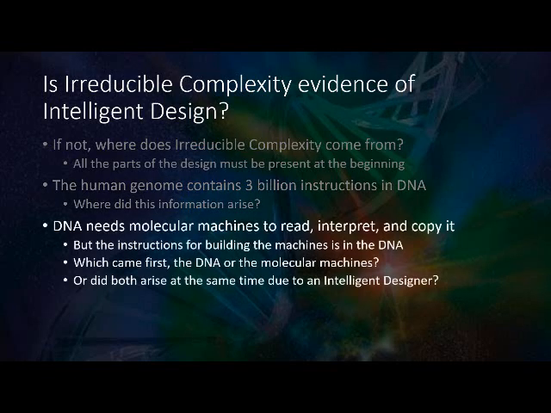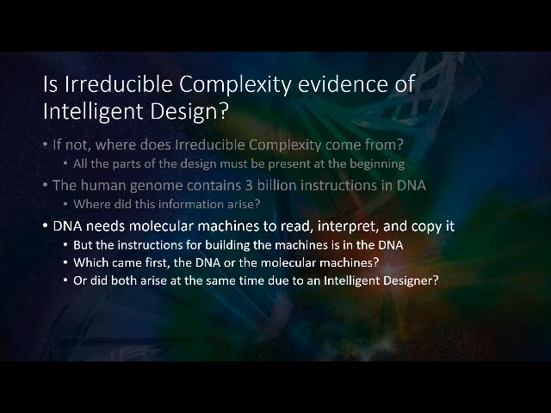Furthermore, there's a chicken and egg problem. DNA needs molecular machines to read it, interpret it, and copy it. And these molecular machines build other proteins. But the instructions for building the molecular machines are in the DNA. So which came first? Did the DNA come first or the molecular machines? How does one provide any value without the other?